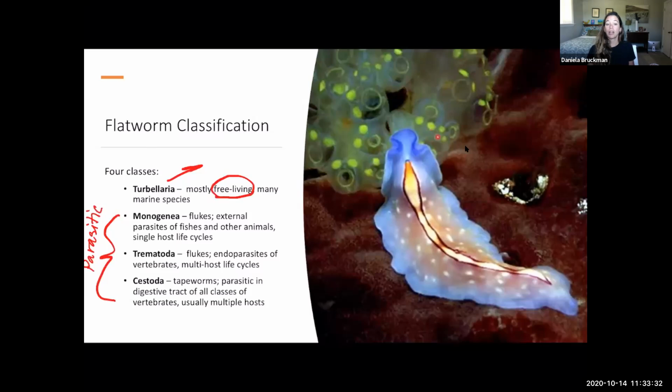So the Turbellaria are gonna be like this guy right here, and some of them are actually quite pretty. There's a lot of species of marine flatworms that are free living. They kind of just swim around their environment. They eat food here and there.